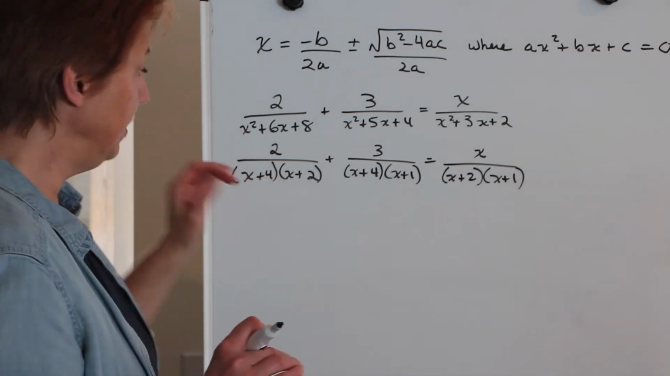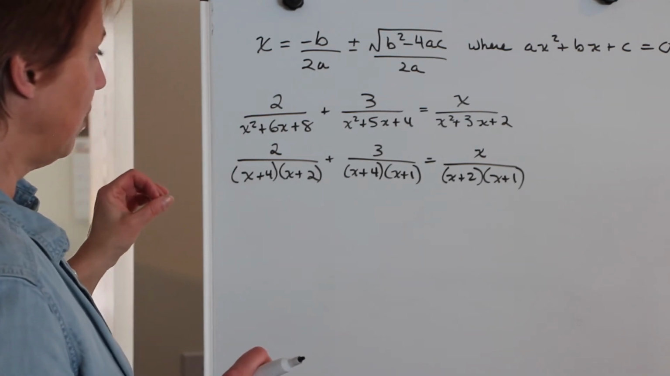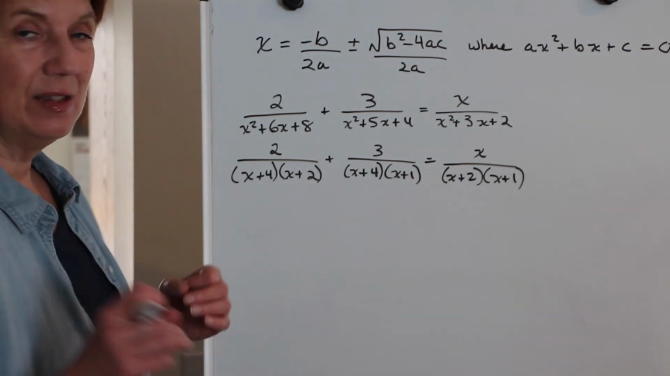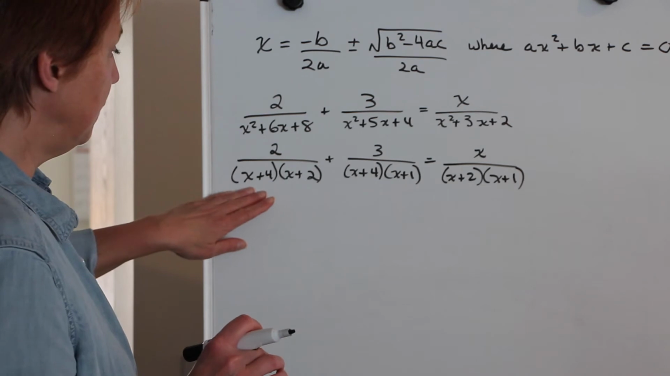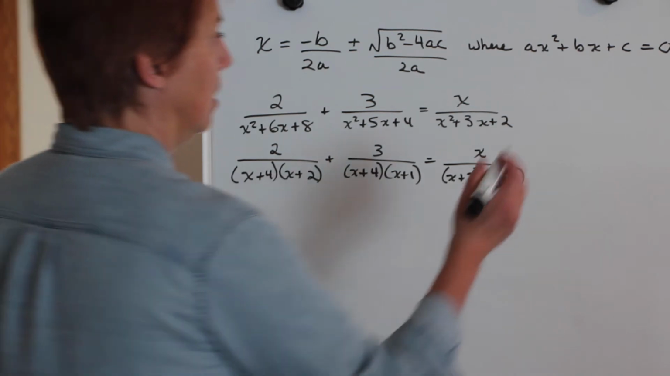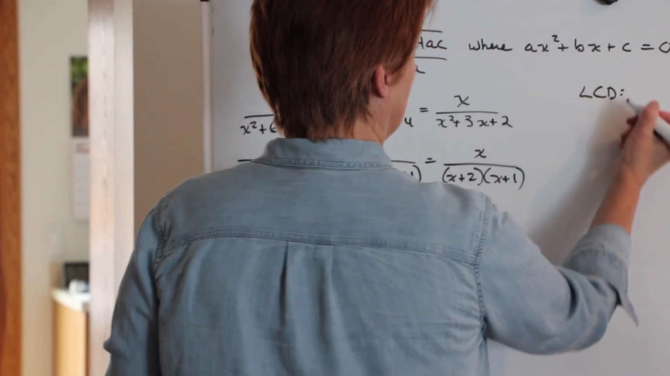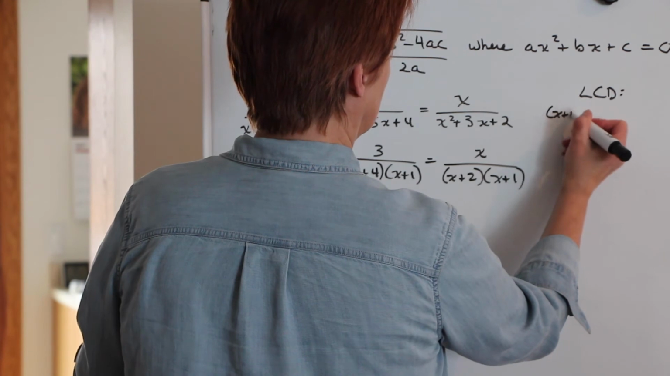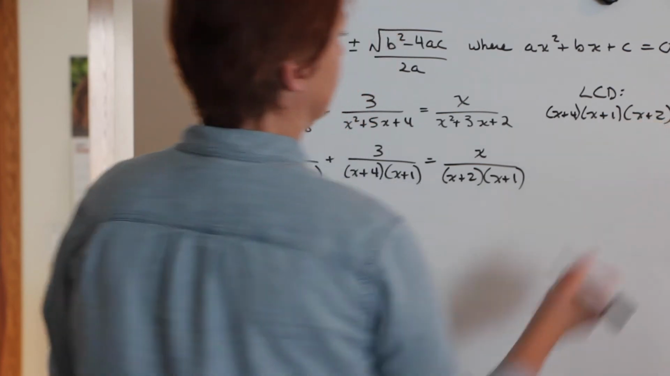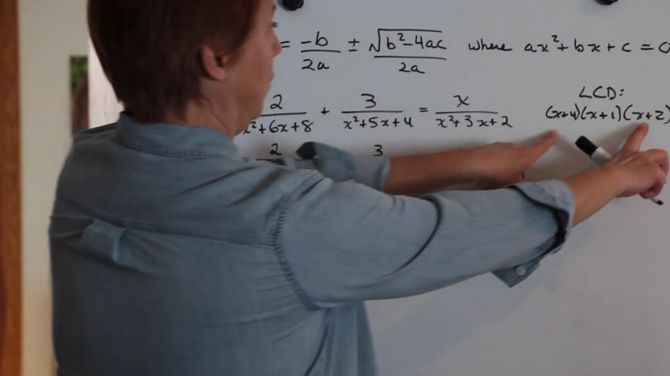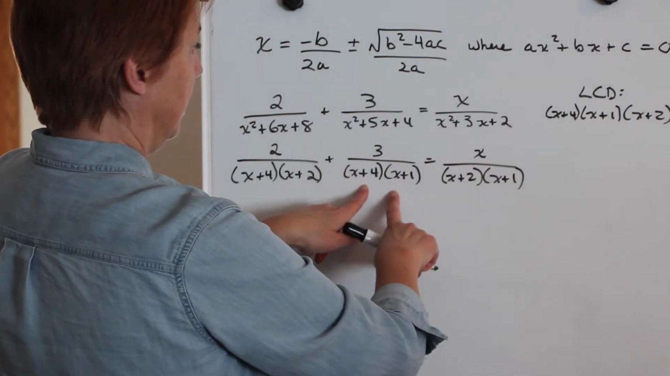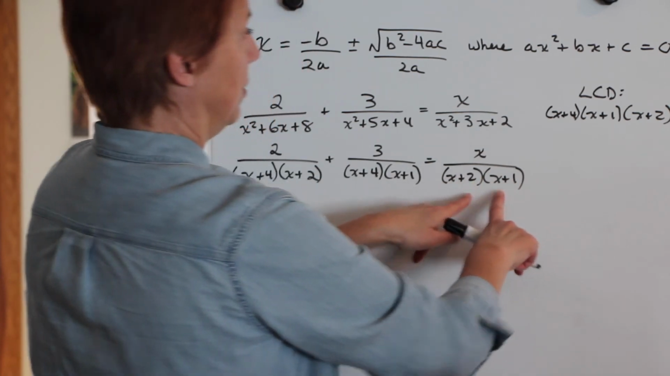So again, step 1 is to factor. Step 2 is to figure out what is your common denominator. Now the common denominator must be such that each of our denominators is in the common denominator. So our LCD is x plus 4, x plus 1, x plus 2. So x plus 4, x plus 2, right there. X plus 4, x plus 1 right there. And x plus 2, x plus 1 right there.